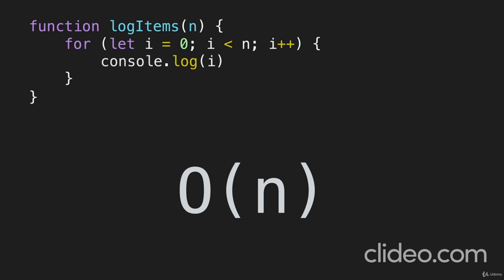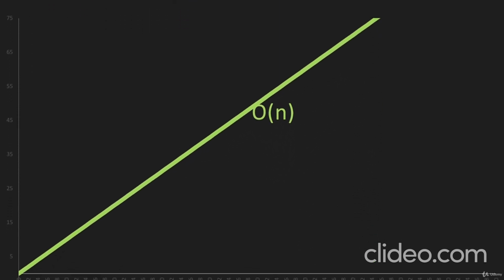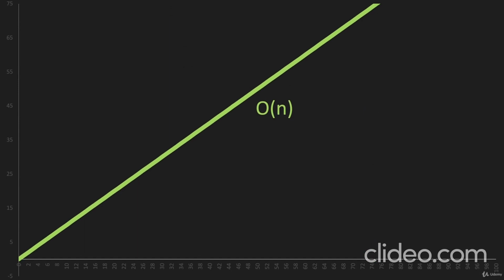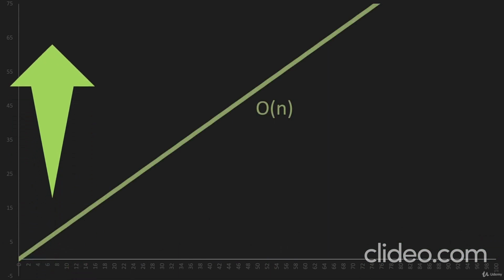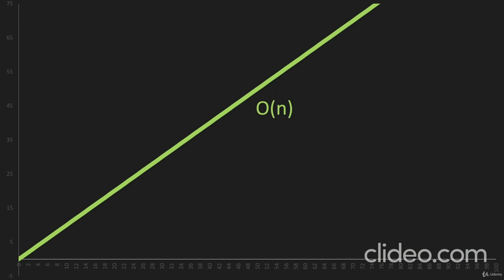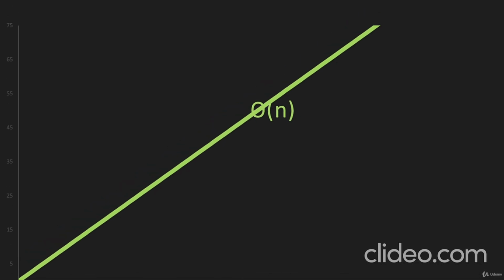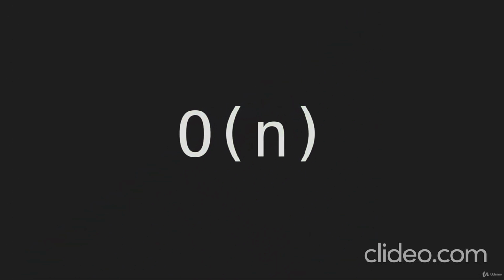So let's take a look at this on a graph. O of n is always going to be a straight line. It is proportional. The number of operations is going to be proportional to whatever n is. So on this graph, this axis represents n. This axis represents the number of operations. Okay, so that is our first Big O notation, and we'll be adding to this graph with the other Big O notations so we can compare one against another. But for now, that is O of n.